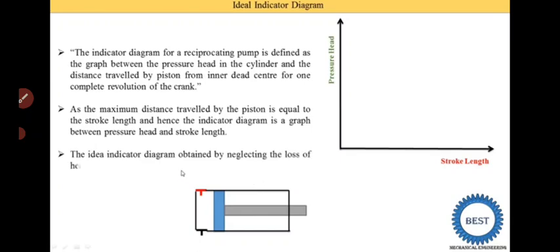Now when we draw this ideal indicator diagram, we neglect some parameters: the loss of head due to friction in the suction and delivery pipes, and the effect of acceleration of the piston. If we do not neglect these losses, then it is known as the actual indicator diagram. But in the ideal diagram, we neglect the friction head in the suction and delivery pipes and the effect of acceleration of the piston.